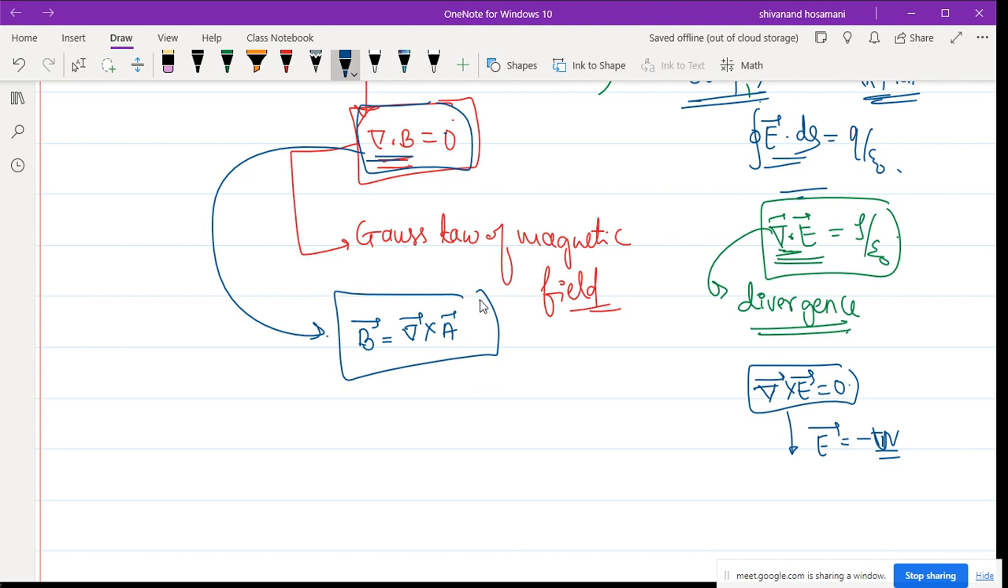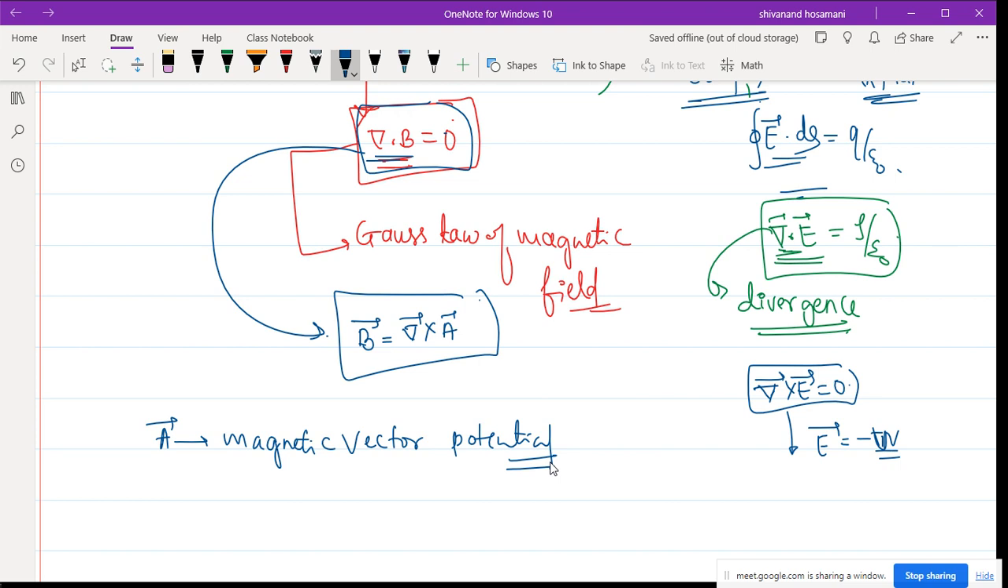For any system whose divergence is 0, it will be equal to the curl of some quantity. So this A vector is defined as the magnetic vector potential. The direction of the magnetic vector potential is always in the direction of the current.